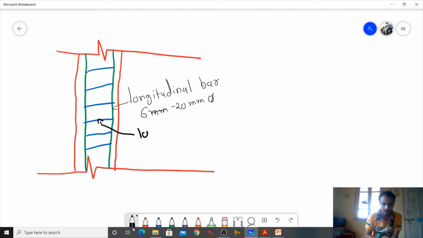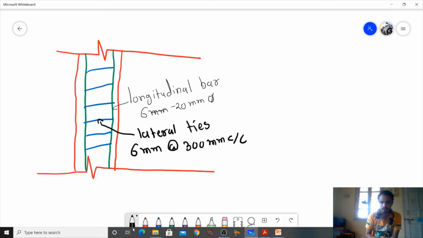Second, lateral ties. Lateral ties are 6 mm dia at 300 mm center to center. Okay, here is the elevation. Now we are going to draw the cross section.